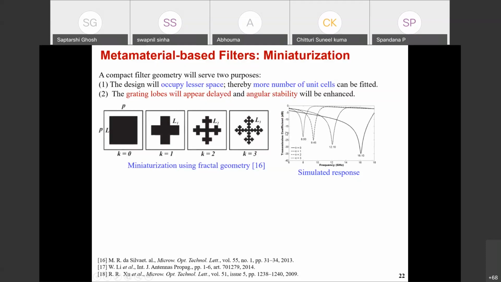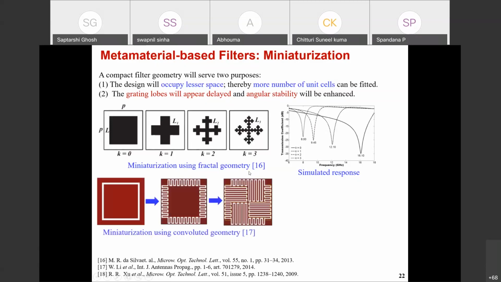That means your electrical size has been reduced. So your electrical size has been reduced, which means your miniaturization response has been improved. There are other ways also, like we can use the convoluted geometry.